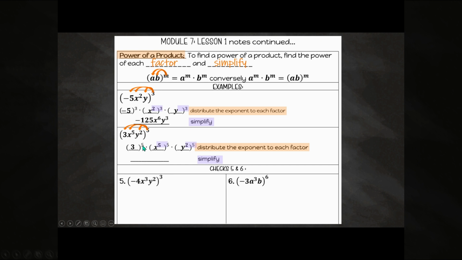If you don't know how to do that in the calculator, if you have the TI-30XA calculator, what you would do is you would type in 3, and then you use the y to the x button above the division symbol, and then hit 5, and that should give you 243. Then you have x to the power of 25 and y to the power of 10. And that is simplified. There's nothing else you can do with that. Okay, checks 5 and 6 you will try on your own and type your answers into Canvas.